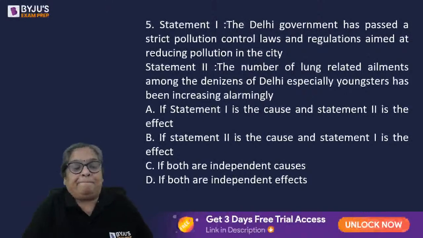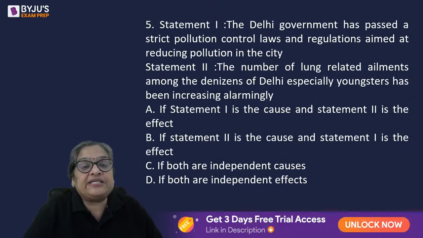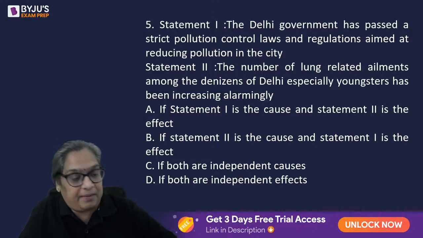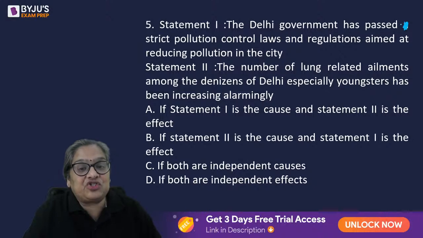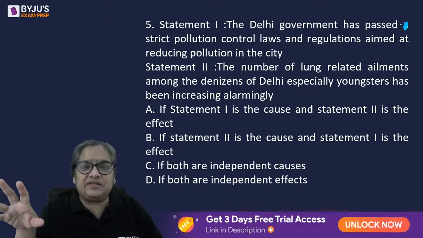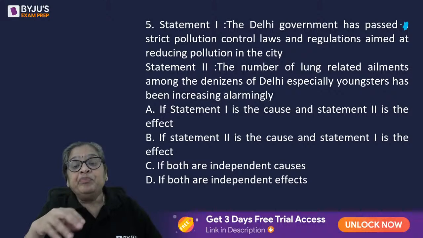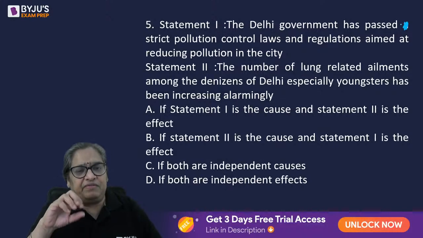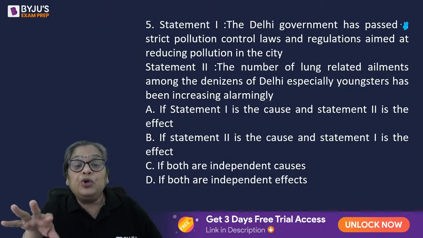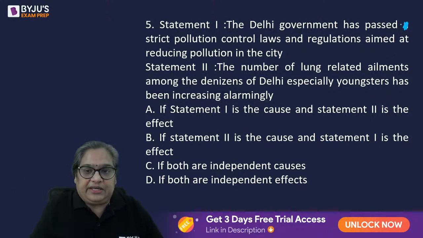Okay, the next question. The Delhi government has passed strict pollution A नहीं होगा यहाँ पे. See, I'm an English and logic teacher, so the question should be in perfect English. The Delhi government has passed strict pollution control laws and regulations aimed at reducing pollution in the city. दिल्ली में बहुत ज़्यादा pollution है. The air quality is always one of the worst in the country. Delhi and now Lucknow is also pretty bad. So they say that the Delhi government has passed very, very strict pollution control laws to at least see ये pollution कम होगा कि नहीं.